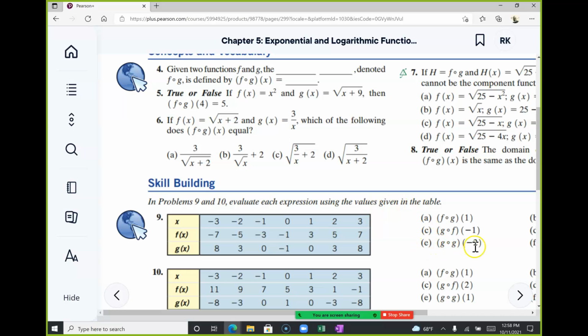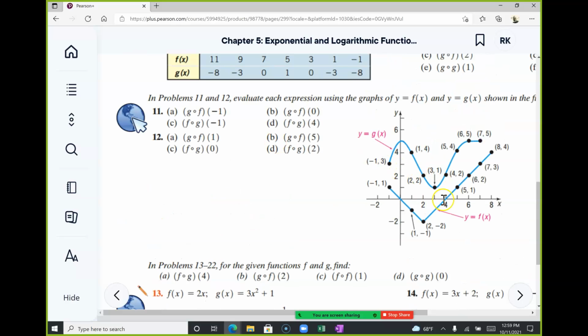Let's do part E. G composed of G of -2. My original input is -2. Find a -2 for inputs. I got it. Go down to the function g. What's my output? Good. 3. I found the library. Now take 3 and put that back into the function g again. So x is now 3, and go down to g. What do you get? 8. So g composed of g of -2 is 8. Does that make sense? Everyone okay there? Yes. So those are pretty easy.